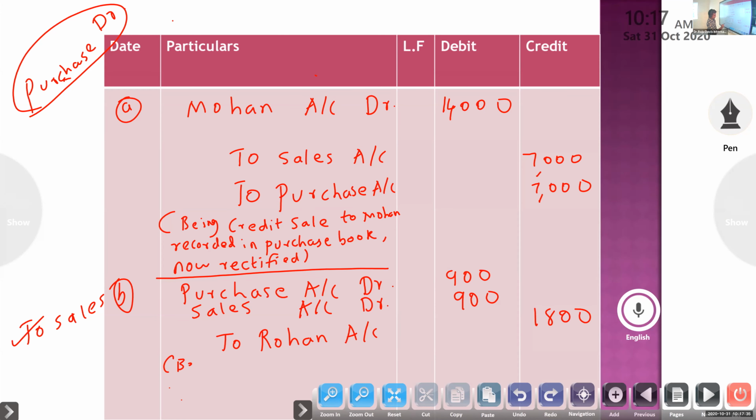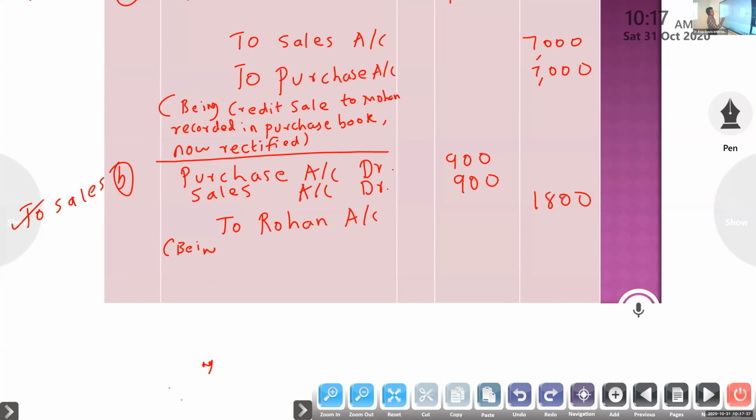Being credit purchase recorded in sales book, now rectified.